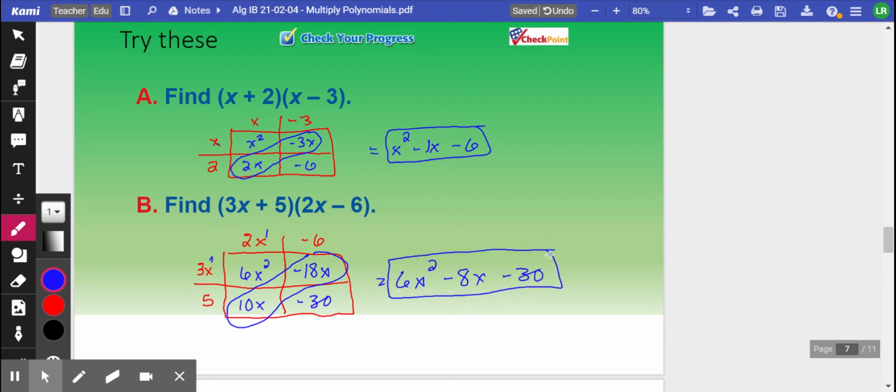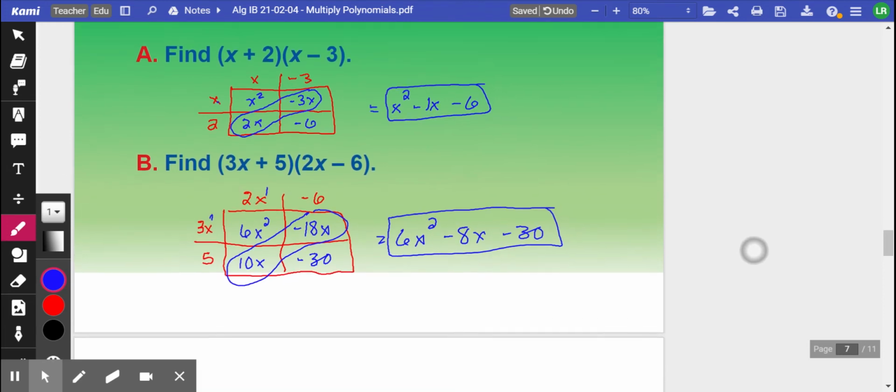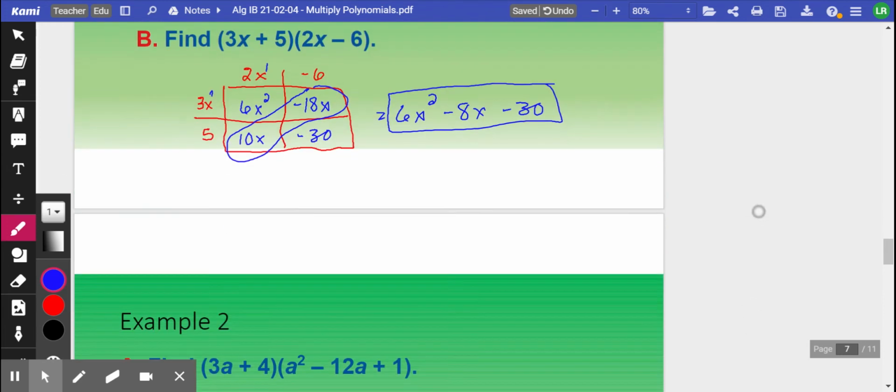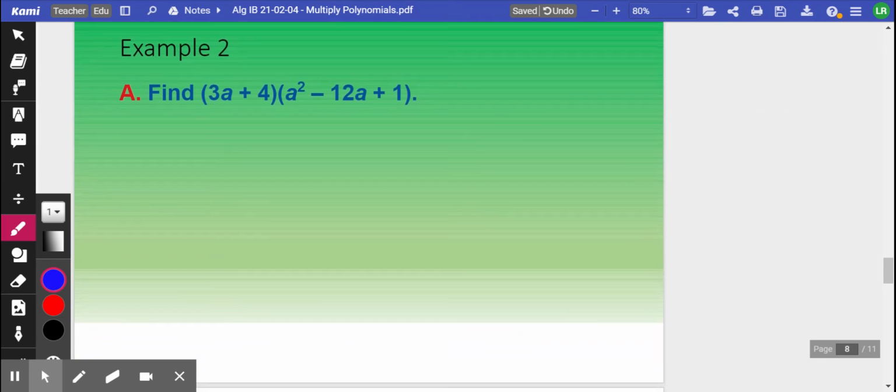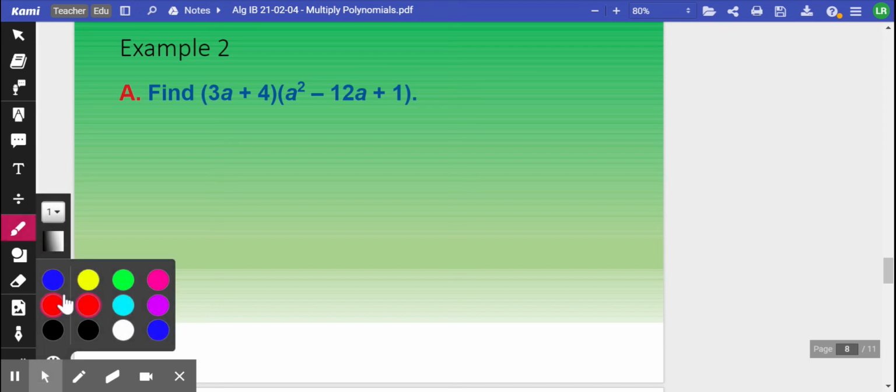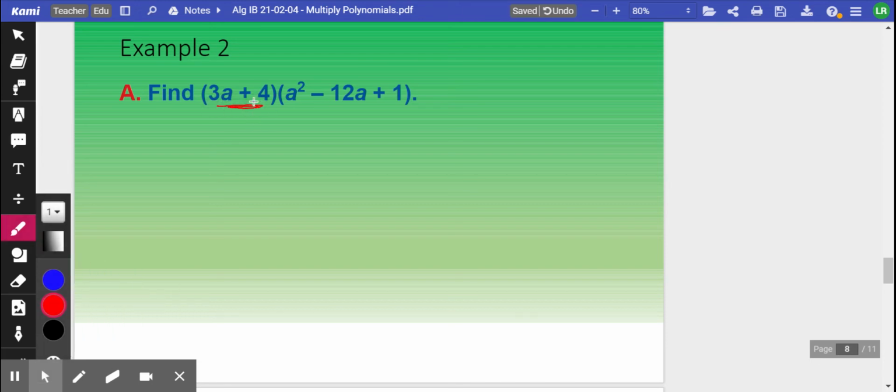Okay. Now, those are the ones that we were going to end up seeing the most of. But we will see other types, and I want to make sure I show you some of those. So let's look at this second example here. Okay, so let's go ahead and write this example down. We have 3a plus 4 multiplied to a squared minus 12a plus 1. So I have a binomial right here multiplied to a trinomial.